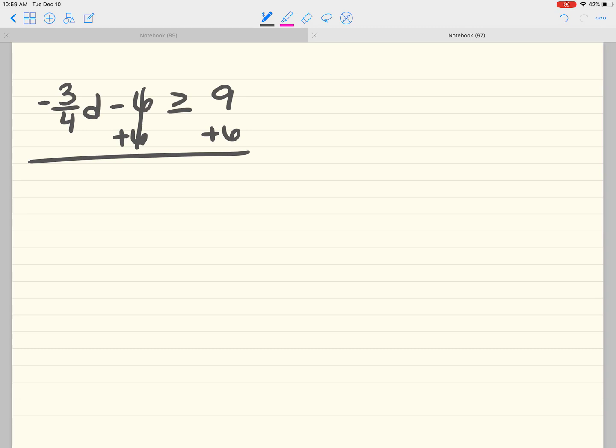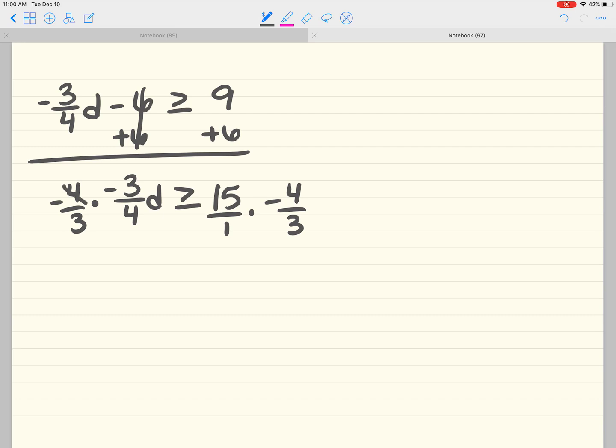All right. What would that give you, Cage? Negative 3/4 D is greater than or equal to 15. All right. What would I do next, Cage? Divide by negative 3/4. True. Dividing by a fraction is the same as multiplying by its reciprocal. So let's multiply both sides by negative 4/3. What happens anytime you multiply both sides by a negative, Cage? What do you have to remember to do? Remember the rule I told you at the very beginning? If you multiply both sides by a negative, change the inequality.